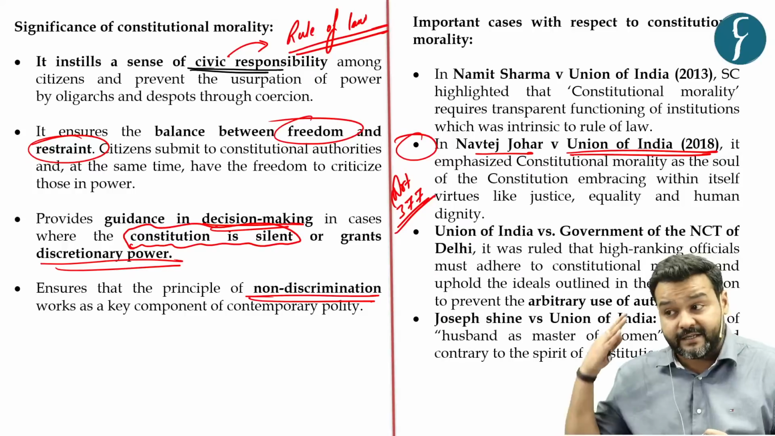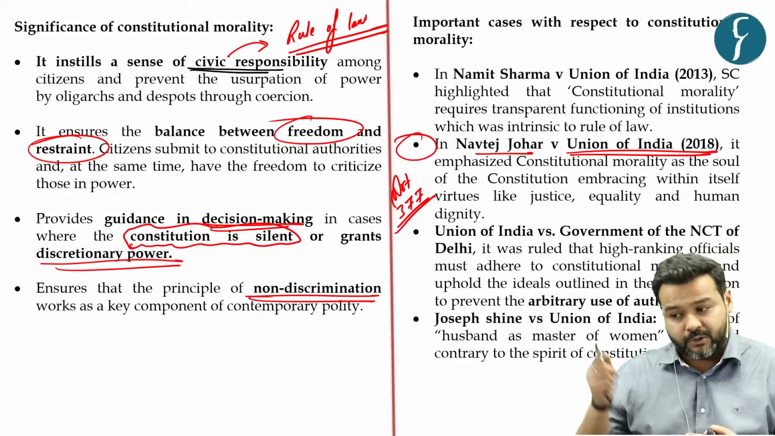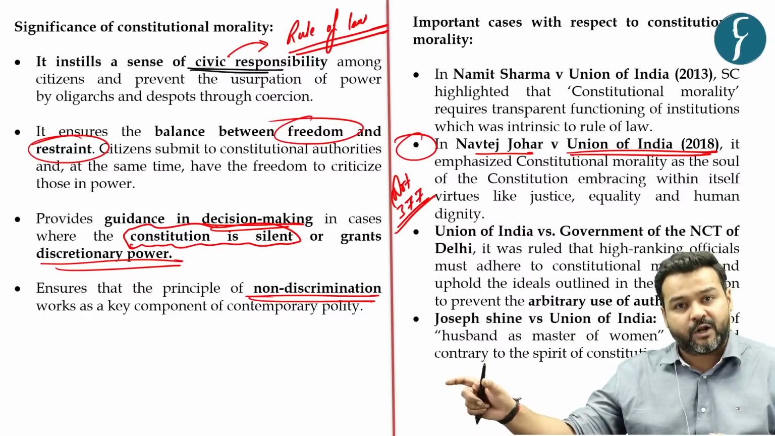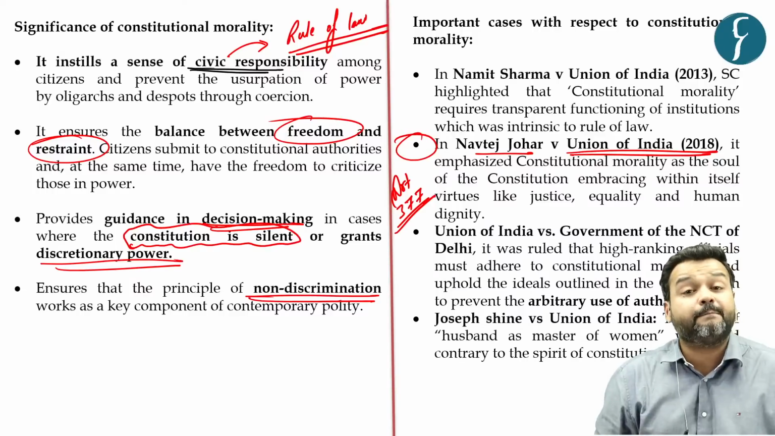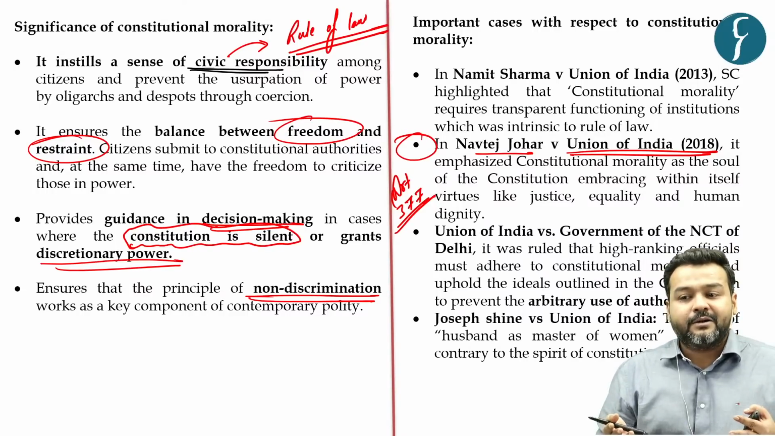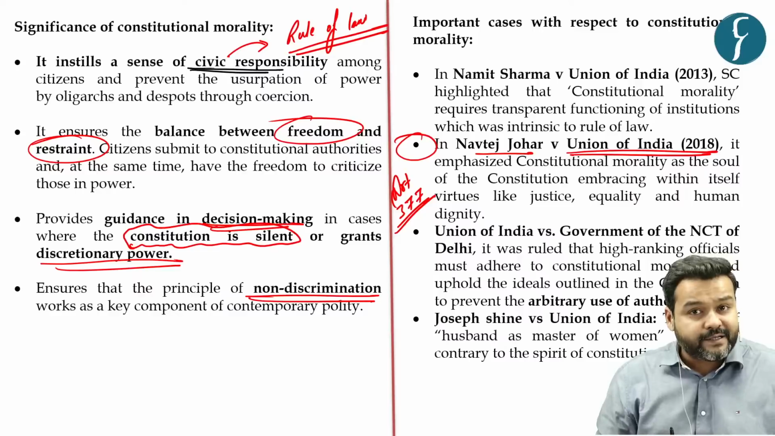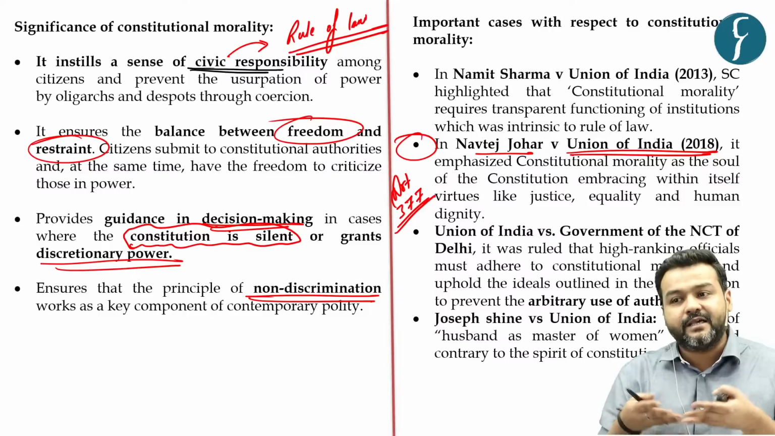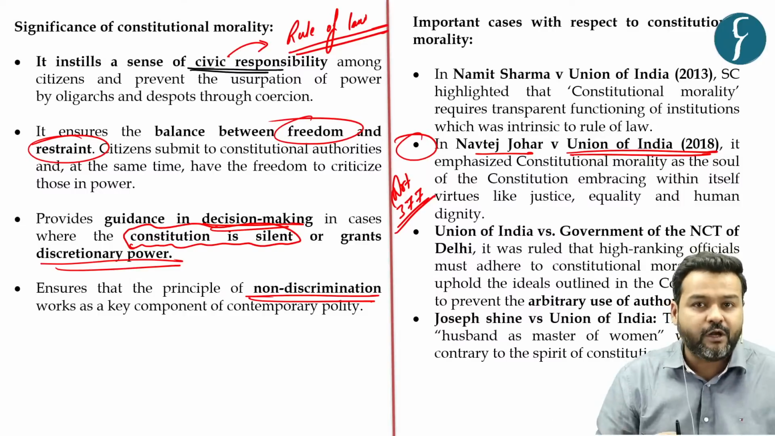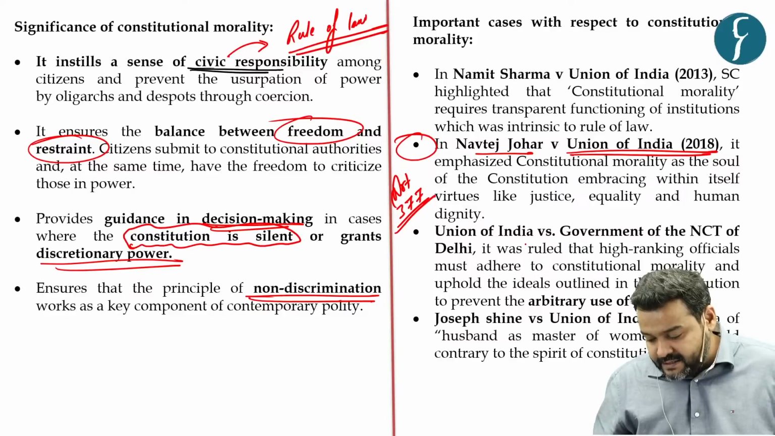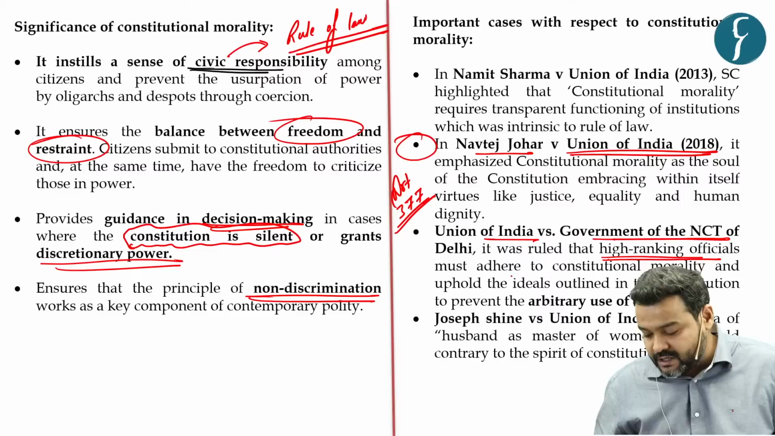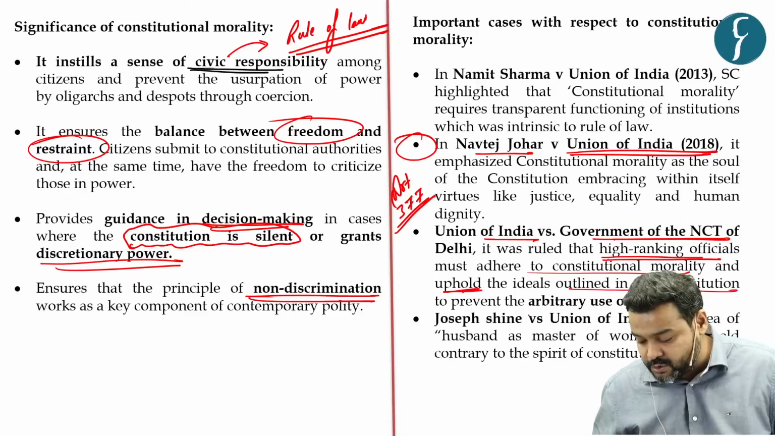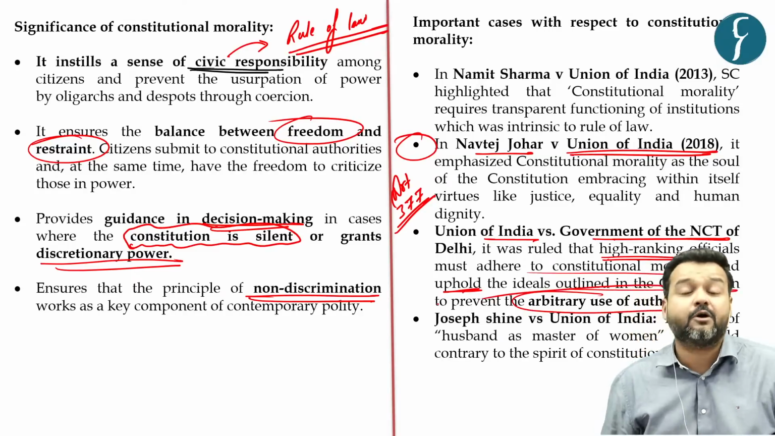They were of the view that it is against the morality of the society. So the court said, whenever public morality comes in conflict with constitutional morality, constitutional morality will prevail, so that diversity can be protected and everyone can have an equal pedestal to enjoy their meaningful life. Another example is Union of India versus Government of NCT, where it was ruled that high-ranking officials must adhere to constitutional morality and uphold the ideals outlined in the Constitution to prevent arbitrary use of authority.